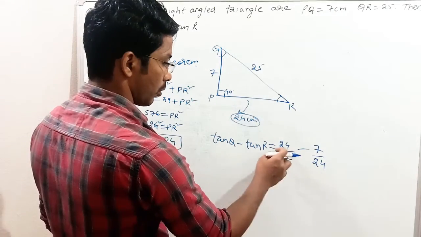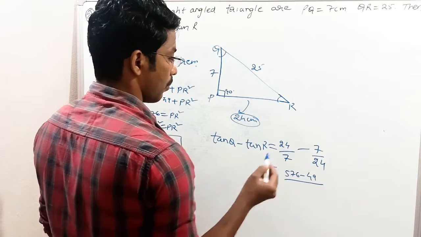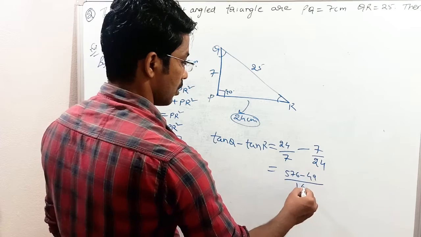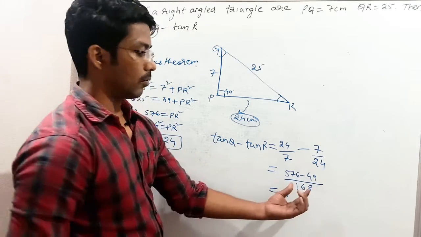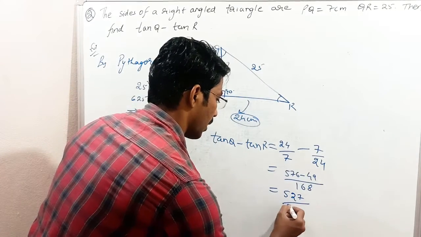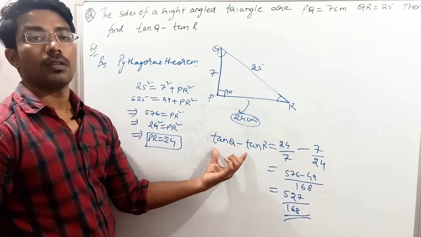Now take the LCM. 24 times 24 is 576, minus 49, by 7 times 24, which is 168. So 576 minus 49 is 527 by 168. So this is the value of tan Q minus tan R.